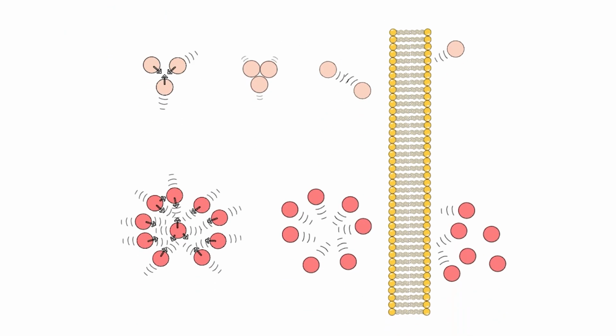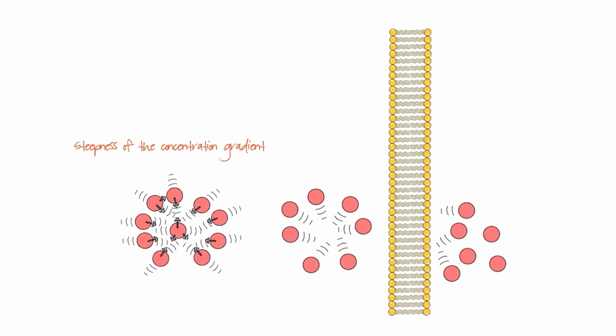All that being said, diffusion doesn't always happen at a steady rate. You see, there are many factors that are constantly influencing the rate at which a substance will diffuse in living organisms across a cell membrane. One of these factors is the steepness of the concentration gradient.